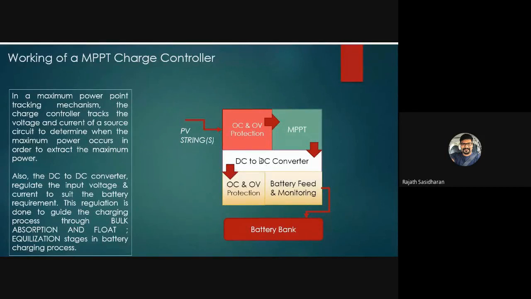After the conversion, you have to protect it with overcurrent and over voltage protection again. Then the battery feed and monitoring device is also there. It always keeps an eye on the terminal voltages and how much current is being injected. And some good charge controllers will also have a temperature sensor connected to the battery to make sure that the batteries are not overheating. Then comes the battery bank.